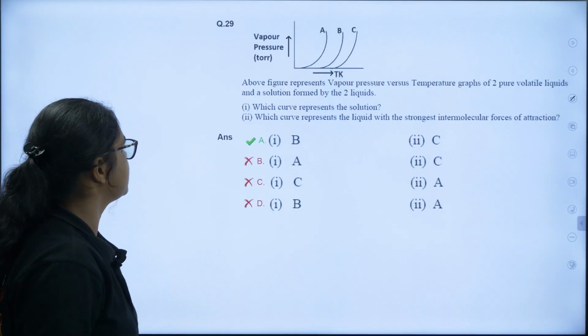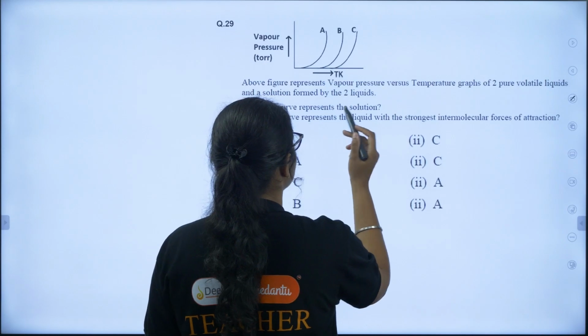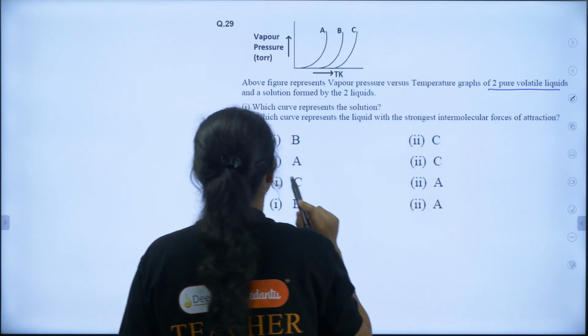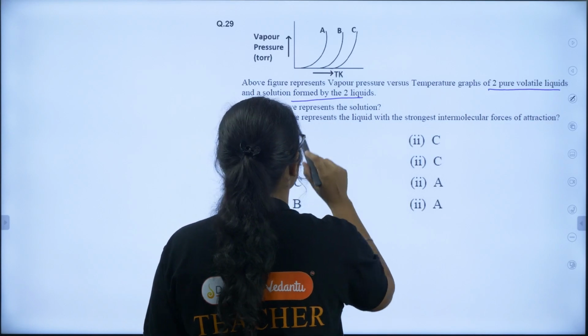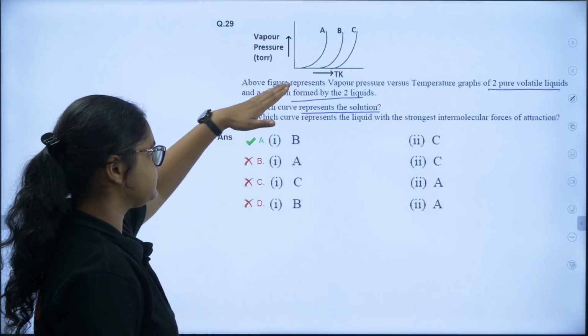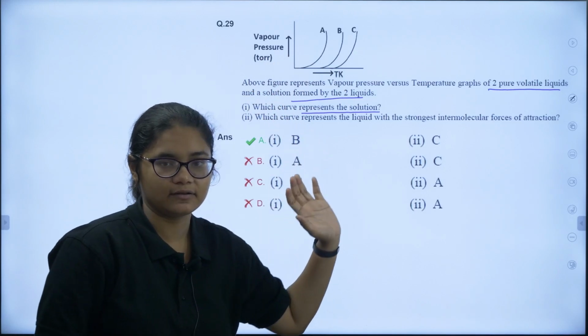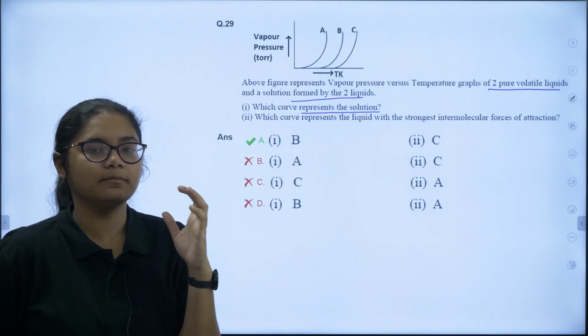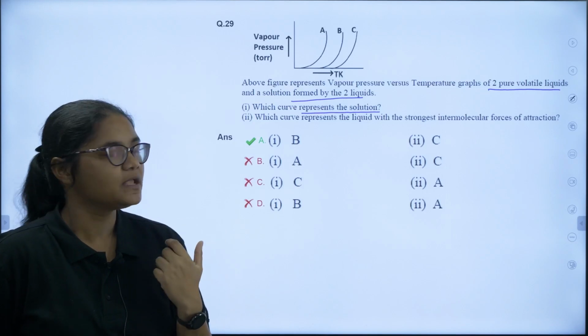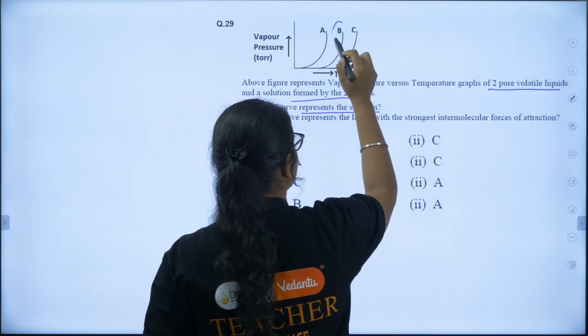Now let us see the next question. Vapor pressure. The figure represents the vapor pressure versus time graph for 2 pure volatile liquids and a solution formed by the 2 liquids. Which curve represents the solution? So if you see, A is there and C is there, right? We have studied about azeotrope. When we mix 2 liquids, they boil at a common temperature, okay? So here the solution will be your B.